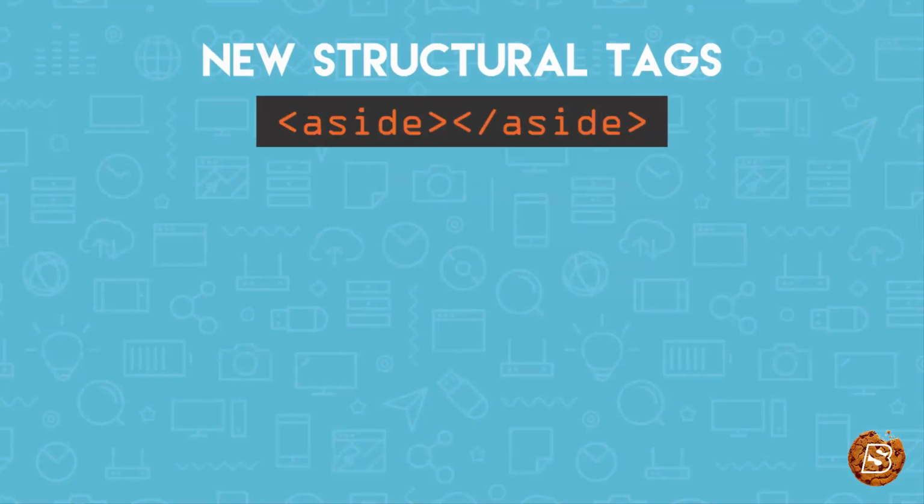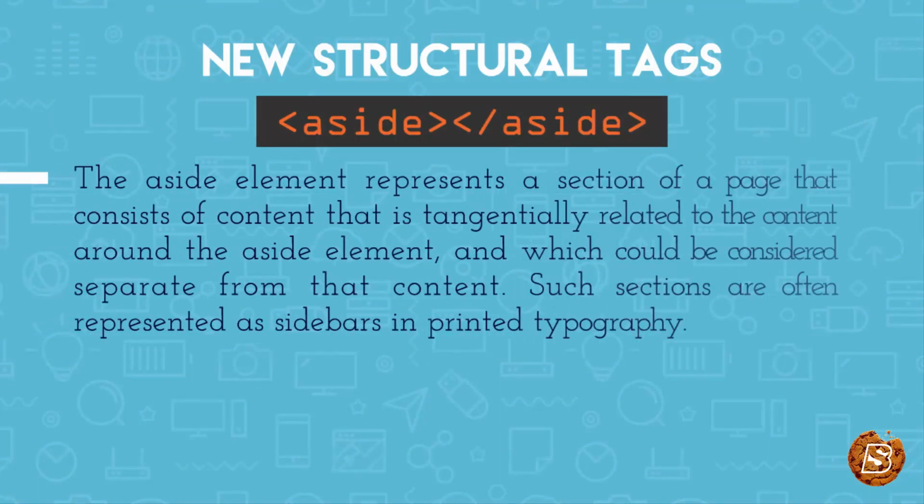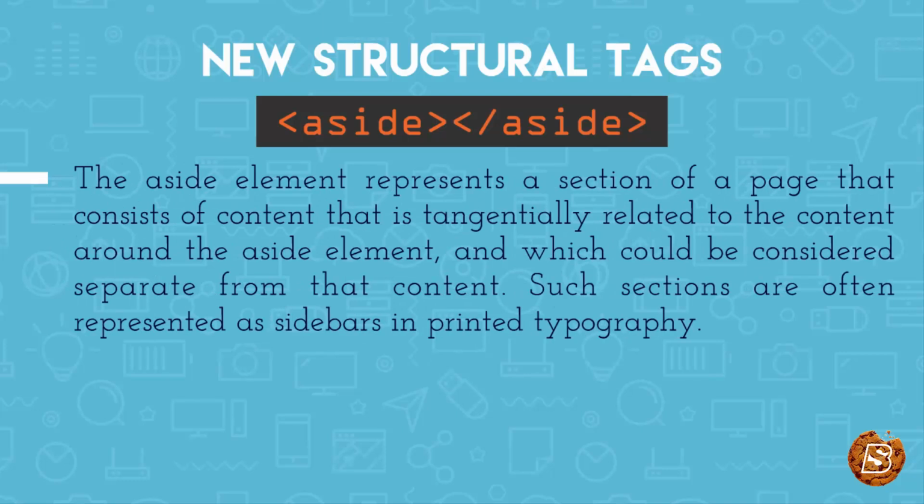Then we have aside tag. Now, the aside element represents a section of a page that consists of content that is tangentially related to the content around the aside element, and which could be considered separate from that content. Such sections are often represented as sidebars in printed typography. So in summary, we can say that the aside tag represents a piece of content that is only slightly related to the rest of the page.